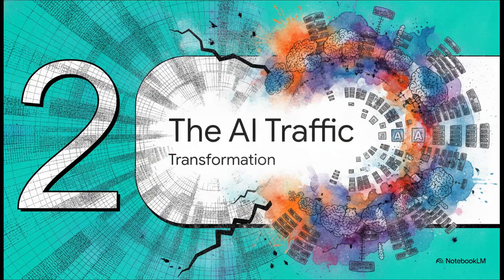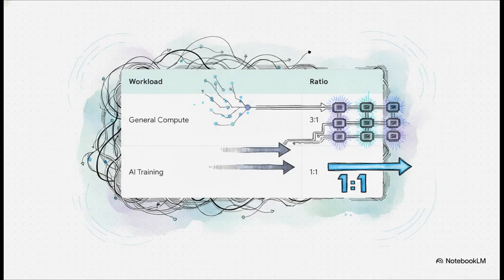The AI traffic transformation. Now, what's really interesting is what happens when this infinitely scalable fabric meets the voracious, unprecedented appetite of artificial intelligence. Everything we just learned about scale has to be totally reevaluated. See, historically, a spine-leaf fabric could be designed with a 3-to-1 oversubscription ratio for general compute. We could safely assume not every server is blasting data at full speed simultaneously, which saves millions in hardware costs.